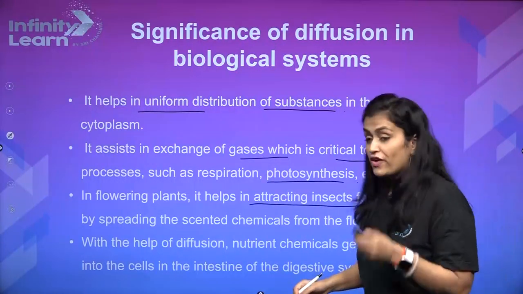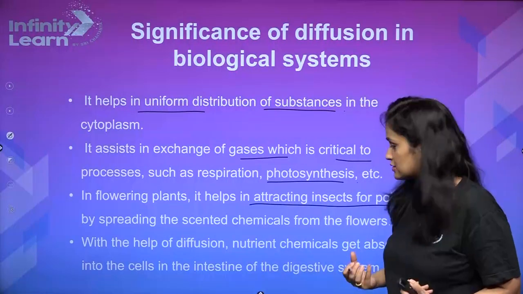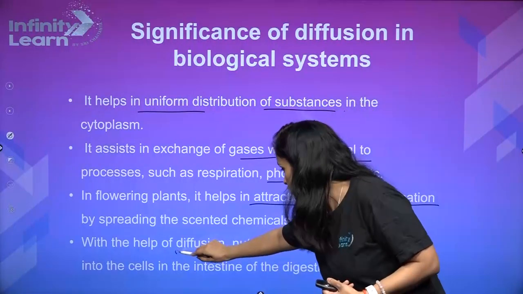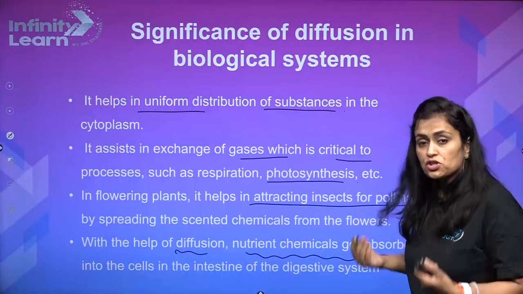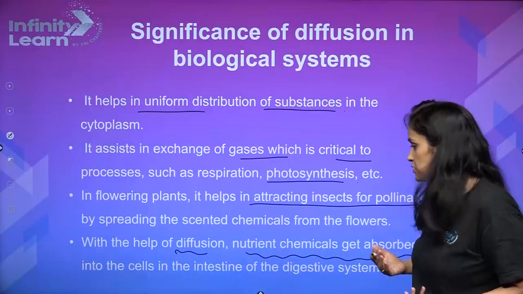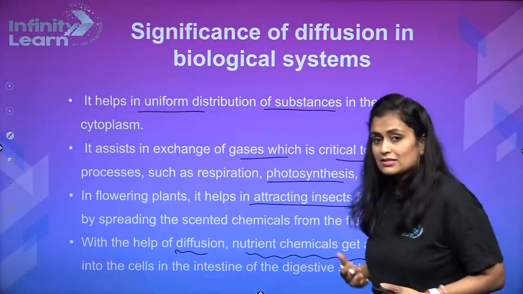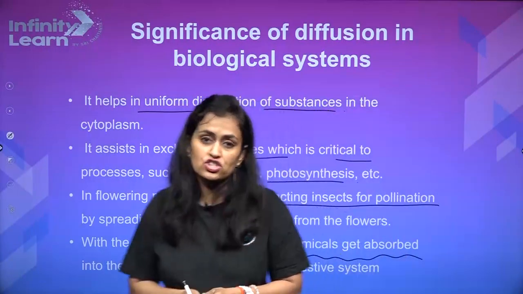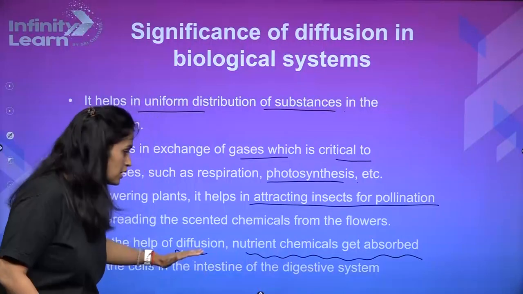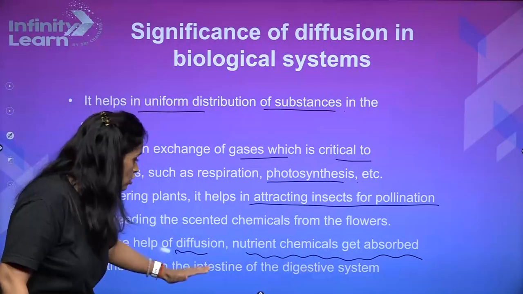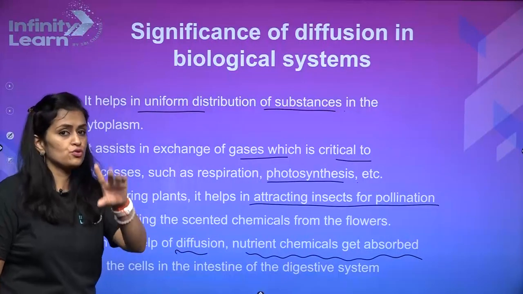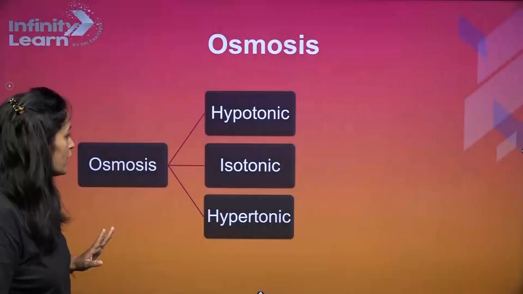It is also very important, guys, in our system. It helps in the distribution and absorption of nutrients and other substances from the intestine into the blood. So exchange of digested food material from the intestine to the blood occurs through the diffusion process itself, right?